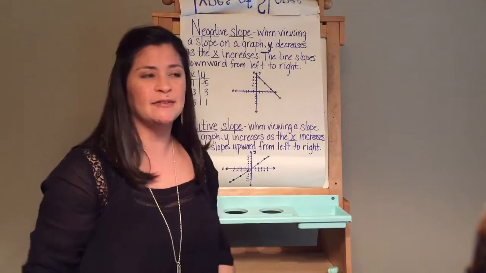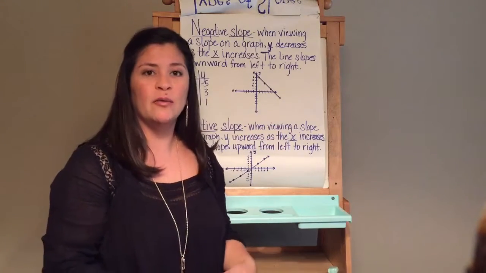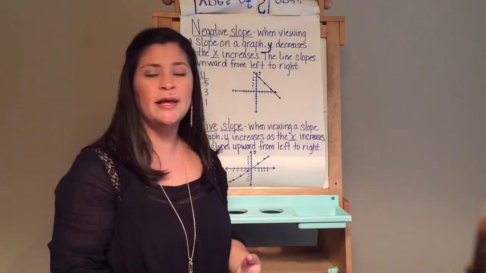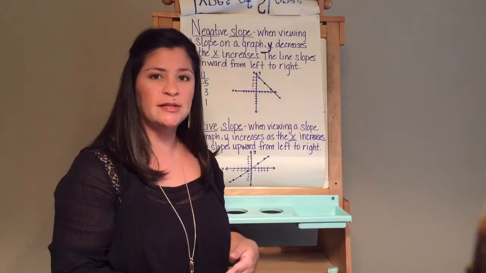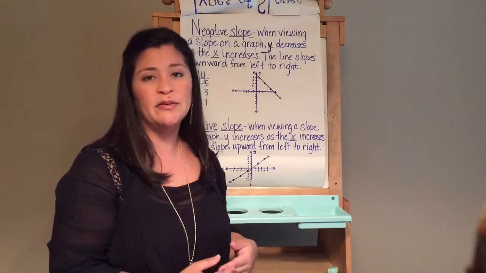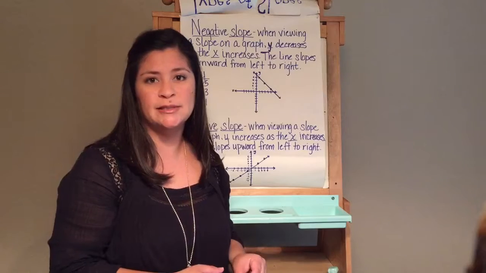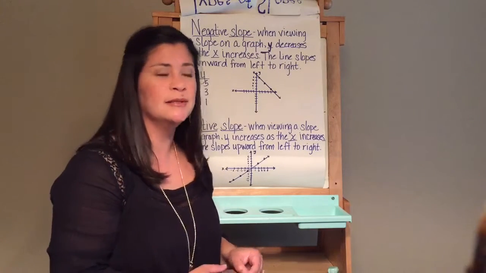We are going to be discussing 4 types of slopes today. We have a positive slope, negative slope, 0, and an undefined slope. So let's start with the negative slope. I would like for you guys to write these definitions down so you can refer to them later when we go on to examples and practice problems.